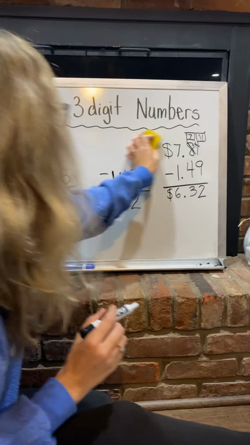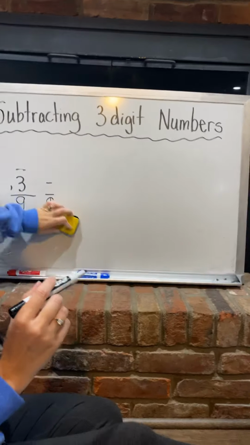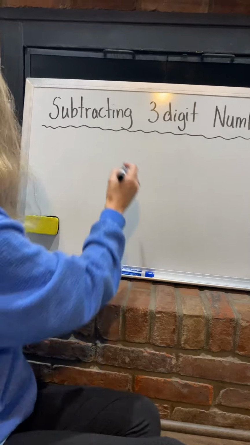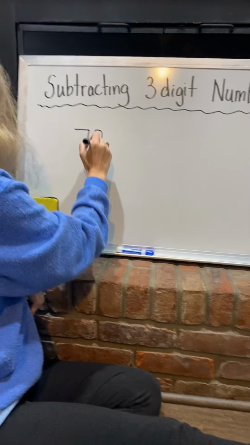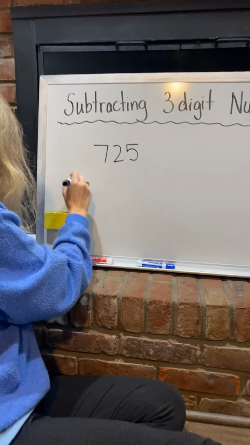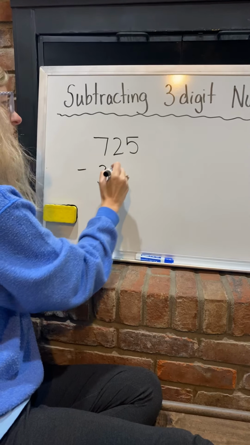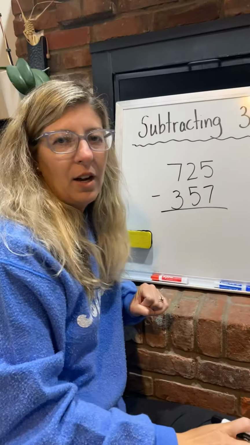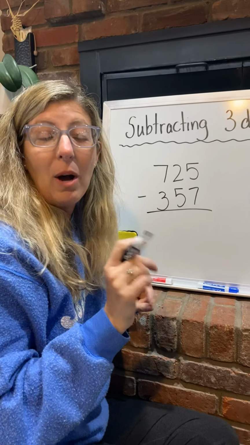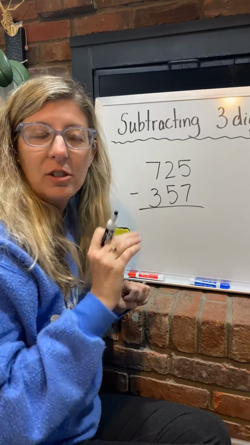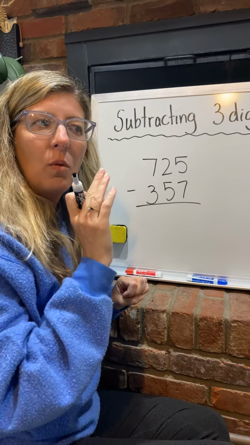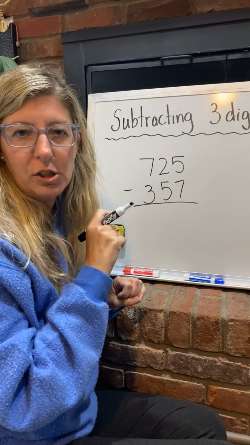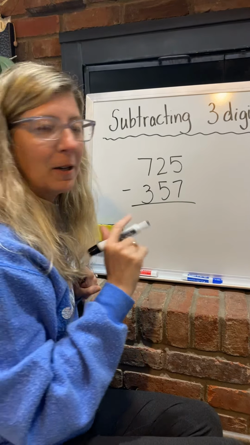Let me erase all this. And let's try this problem. 725 minus 357. All right, so I want you to pause the video and see if you can do this problem on your own. Write it on a piece of paper and then try to solve it. And then once you're finished solving, turn it back on and I'll show you how to solve it here. We'll see if we got the same answer.